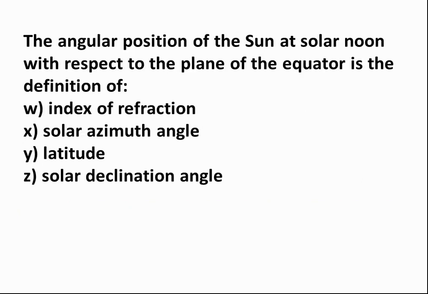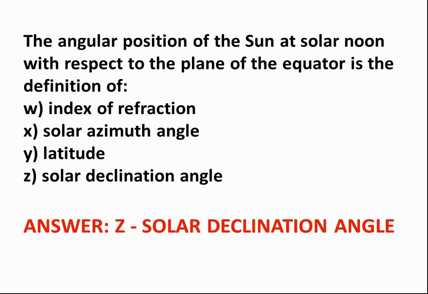The angular position of the Sun at solar noon with respect to the plane of the equator is the definition of W, index of refraction. X, solar azimuth angle. Y, latitude. Z, solar declination angle. Answer, Z, solar declination angle.